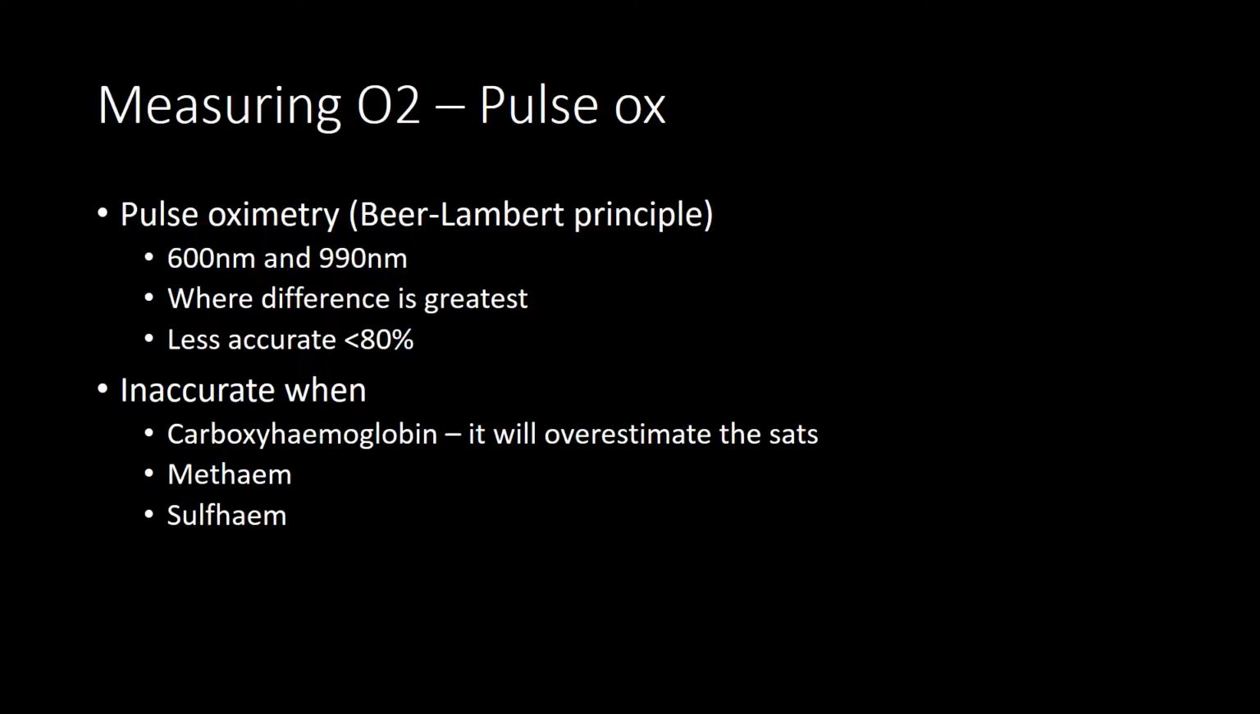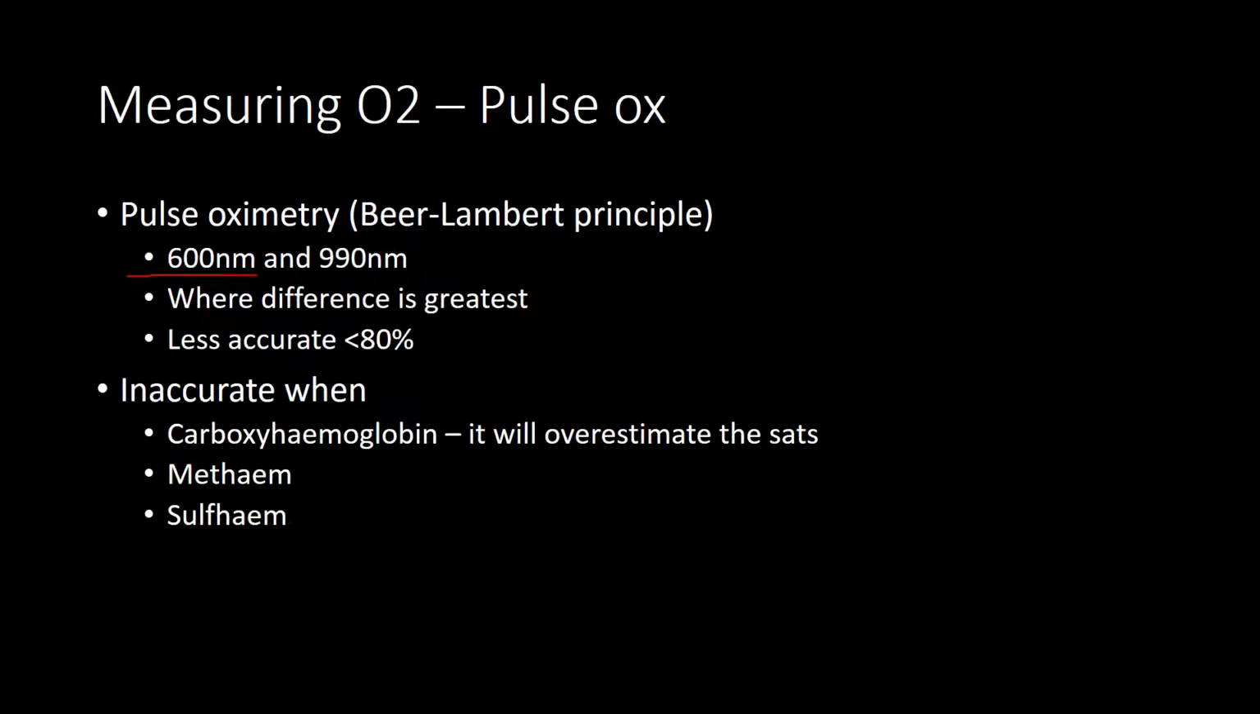We measure the oxygen saturation using the pulse ox. It uses the Beer-Lambert principle, which is that the absorption of infrared light is proportional to the distance that it travels. So in other words, the greater the distance, the greater the absorption. And something else, which I can't remember.